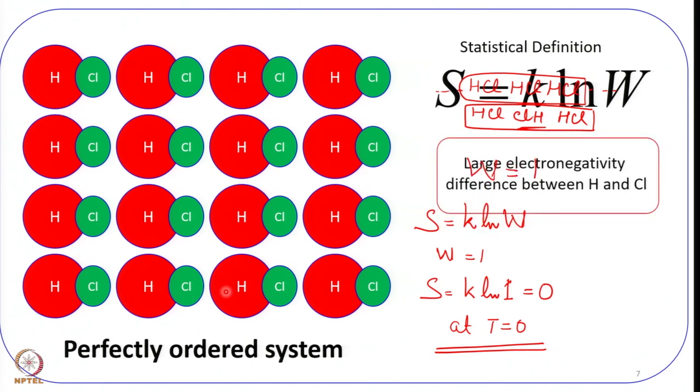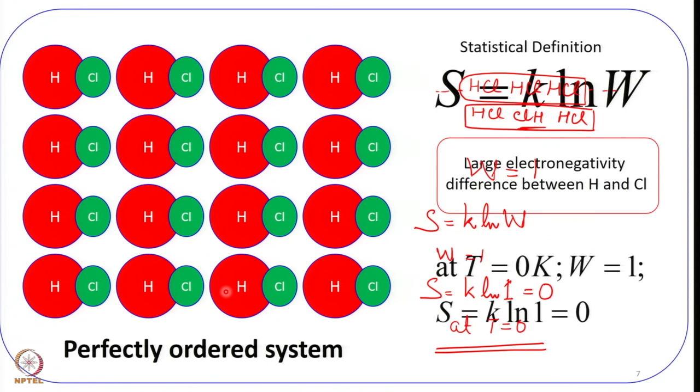Okay. So the comments in the background here are the same as what I discussed: it is the large electronegativity difference between H and Cl which accounts for this fact. So at T equal to 0 Kelvin, W is equal to 1, so S is equal to K log 1, which is equal to 0. That means the residual entropy of perfectly crystalline substances is equal to 0.